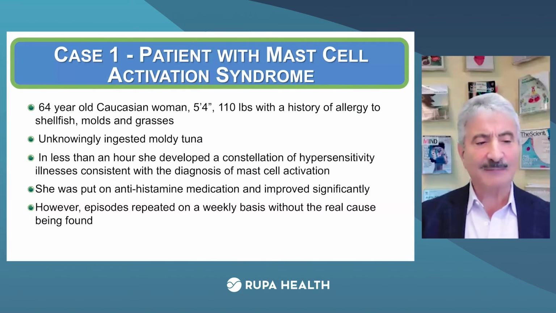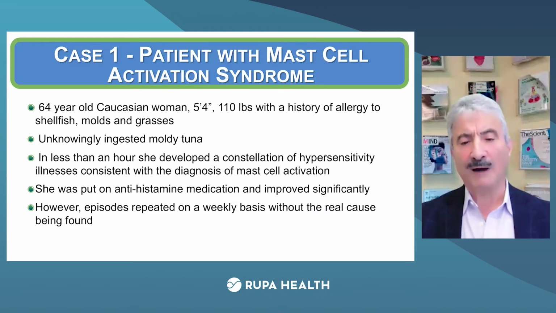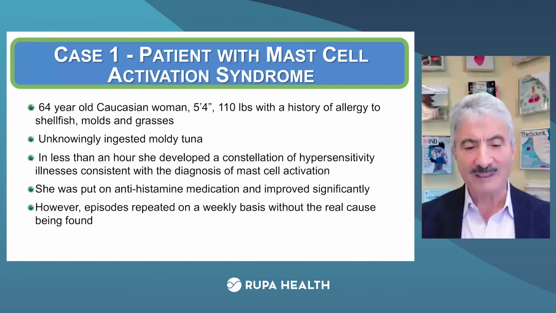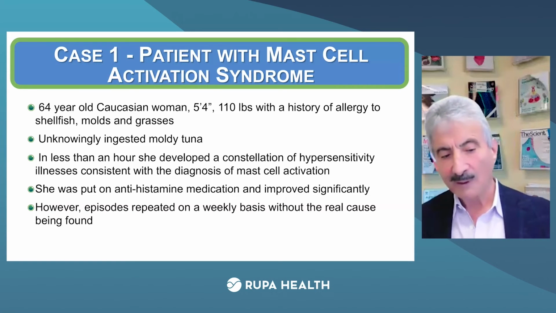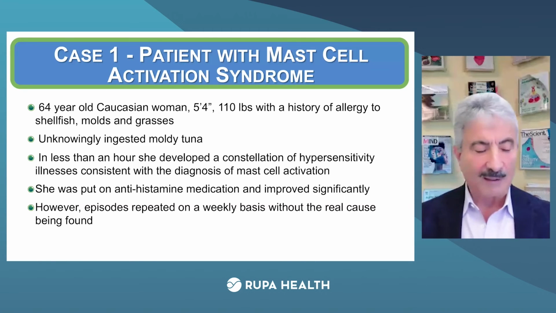So here, a 64-year-old Caucasian woman, 5'4", 110 pounds, with a history of allergy to shellfish, molds, and grasses. She unknowingly ingested moldy tuna. In less than an hour, she developed a constellation of hypersensitivity illnesses consistent with the diagnosis of mast cell activation. She was put on antihistamine medication and improved significantly.